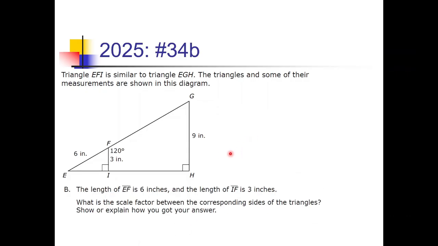For part B of this problem, we're told that the length of EF is 6 inches and the length of IF is 3 inches. I mean, they already put that in the diagram, but again, they're just sort of really spelling this out for us. We want to know the scale factor between the corresponding sides of the triangles. So basically, you just need to take 2 sides that go together, like FI and GH, and see what the ratio between those 2 sides is. So in this case, we've got 3 over 9, which if we reduce it, gives us a ratio and a scale factor of 1 over 3.